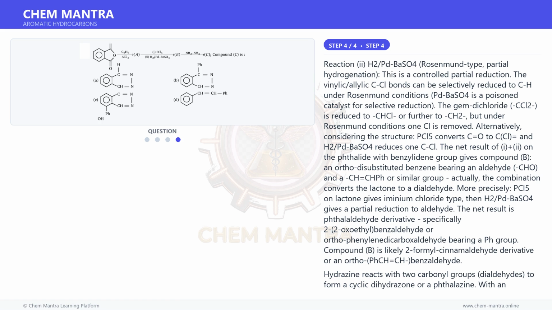More precisely, PCl5 on the lactone gives an iminium chloride type intermediate, then H2 with Pd/BaSO4 gives a partial reduction to the aldehyde. The net result is a phthalaldehyde derivative, specifically 2-substituted benzaldehyde or ortho-phenylenedicarboxaldehyde bearing a Ph group. Compound B is likely a formal cinnamaldehyde derivative or an ortho-PhCH=CH benzaldehyde.